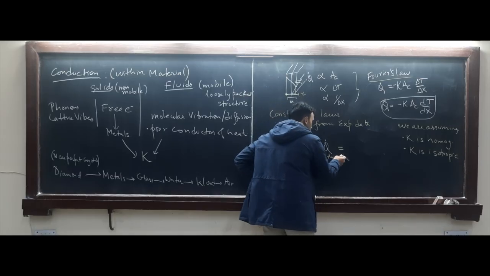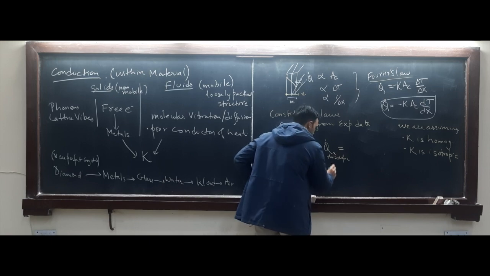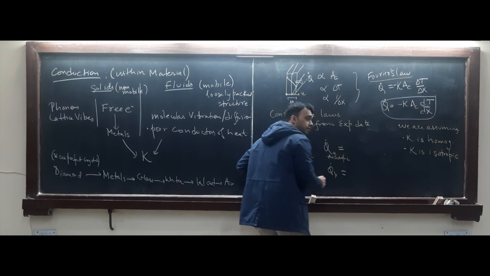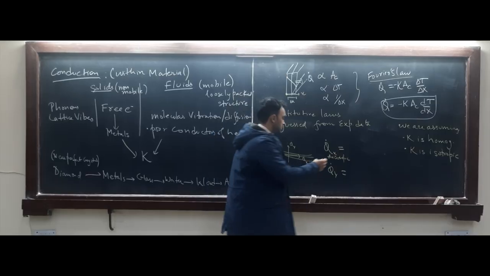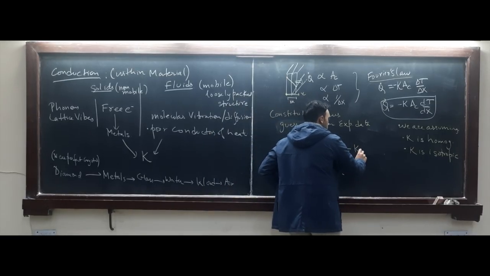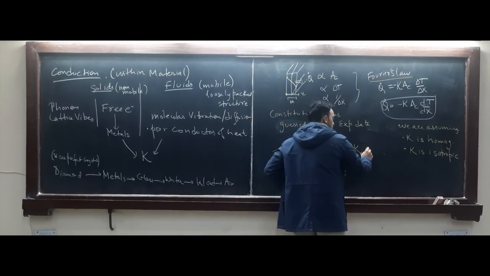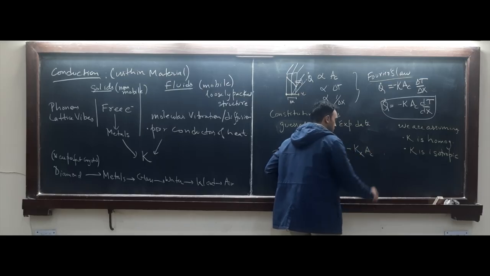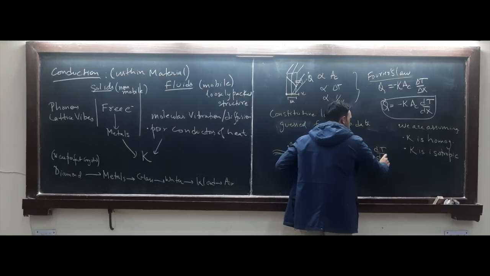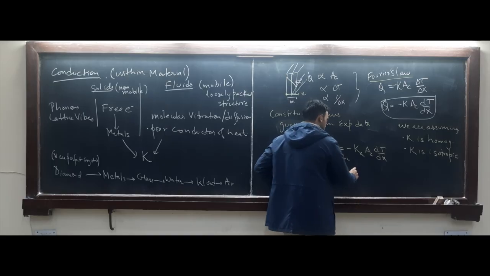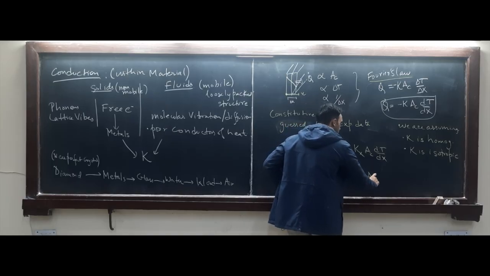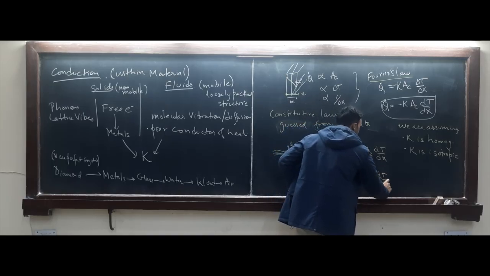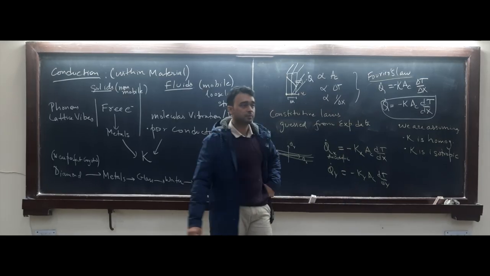So you have Q dot X, Q dot Y. What will you write here? Minus Kx A c dT by dx, minus Ky A c dT by dy. Yes?